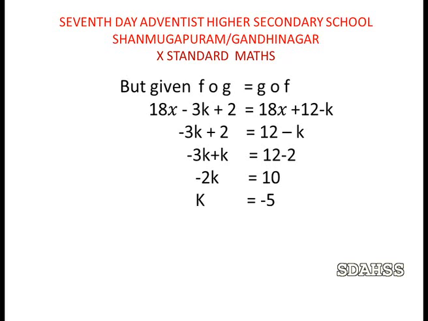Now bring minus 2 to the other side, it becomes 10 divided by minus 2. So cancel by minus 2, then you have minus 5. So k is equal to minus 5. The value of k is equal to minus 5.